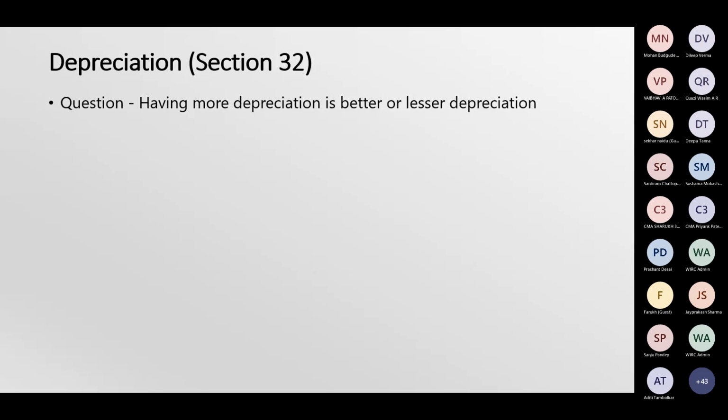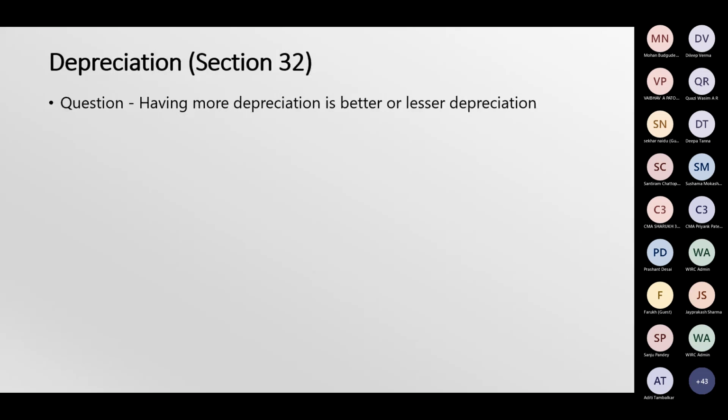More depreciation, correct? No, according to me, that depends on the other benefits you are getting. So there are more Chapter 6 deductions that you can always claim with a lesser depreciation. For example, earlier there was a concept of extra shift allowance. People used to forego extra shift allowance and claim whatever Chapter 6 deductions are there.